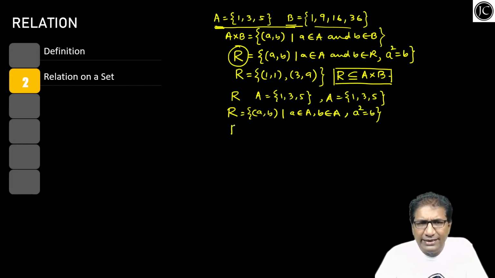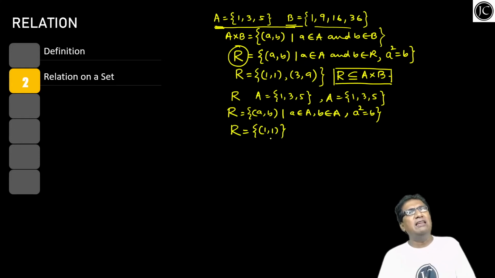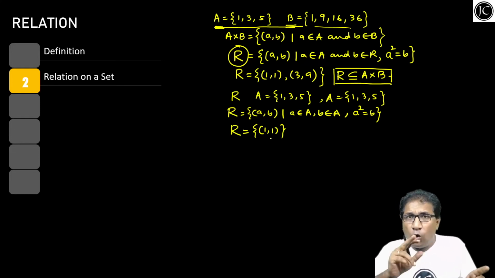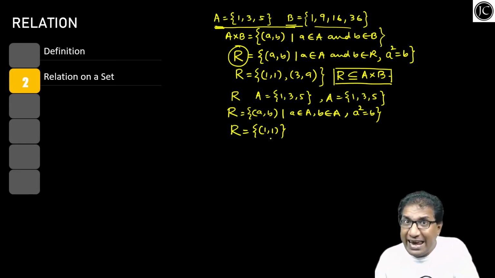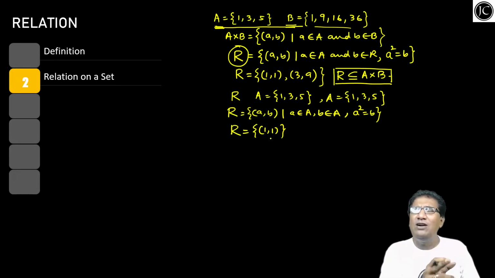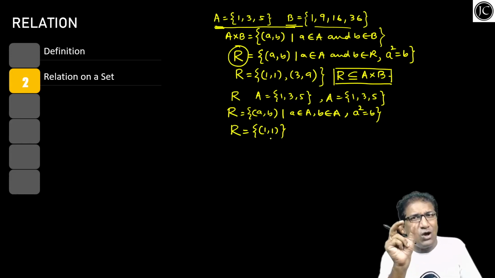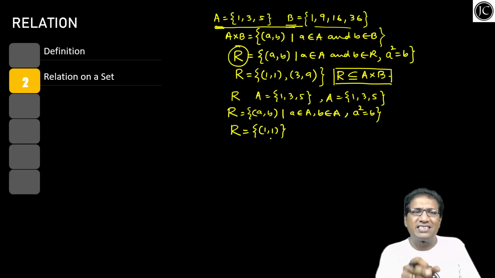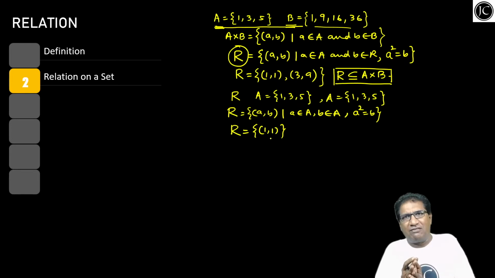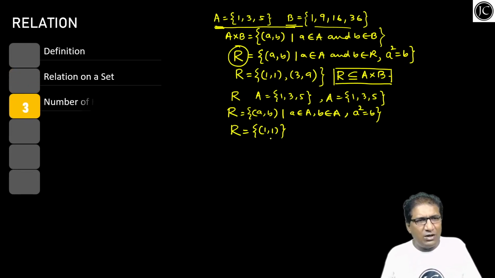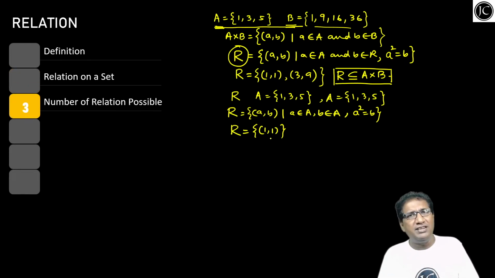In that case, this relation will contain only one element, that is (1, 1), because no other element chosen from set A has a square which is within the set A. That is not there. Therefore, only the ordered pair (1, 1) will come in the set R. Have you understood this? So this is what we call a relation defined on the set itself. Let us see the third one, which is called number of relations possible.